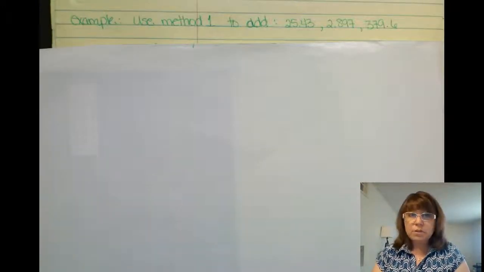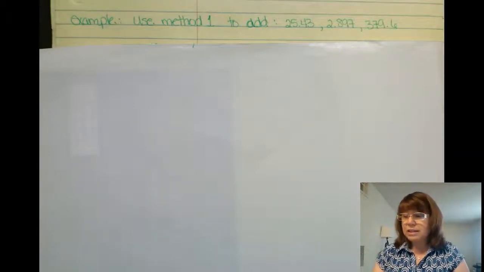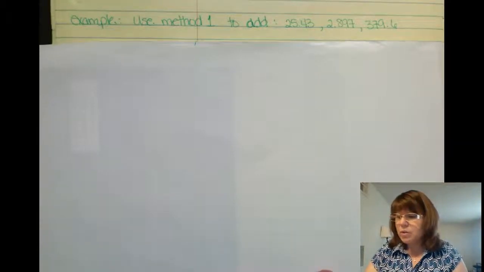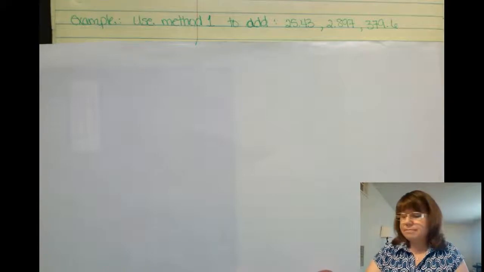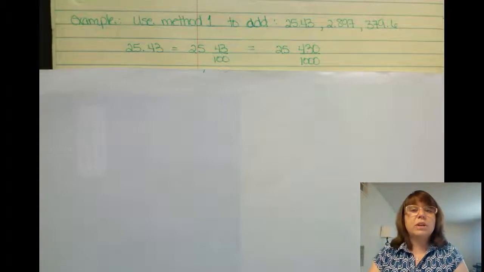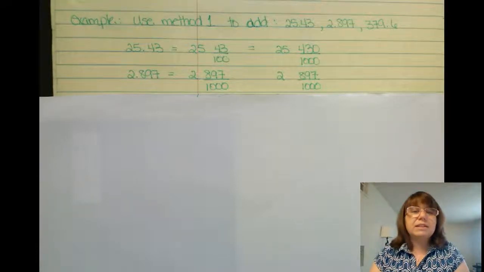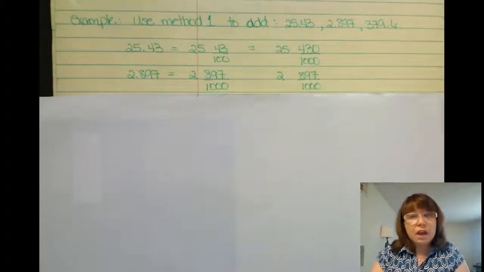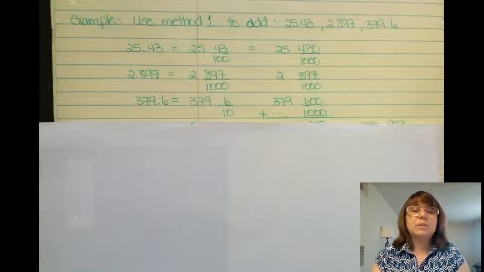Let's work through an example using method 1, which is converting it to mixed number, and add the following decimal numbers. So we have 25.43, 2.897, 379.6. So we're going to convert the 25.43 to 25 and 43 over 100. The 2.897 is going to be 2 and 897 over 1,000. And the 379.6 is going to be 379 with 6 over 10.